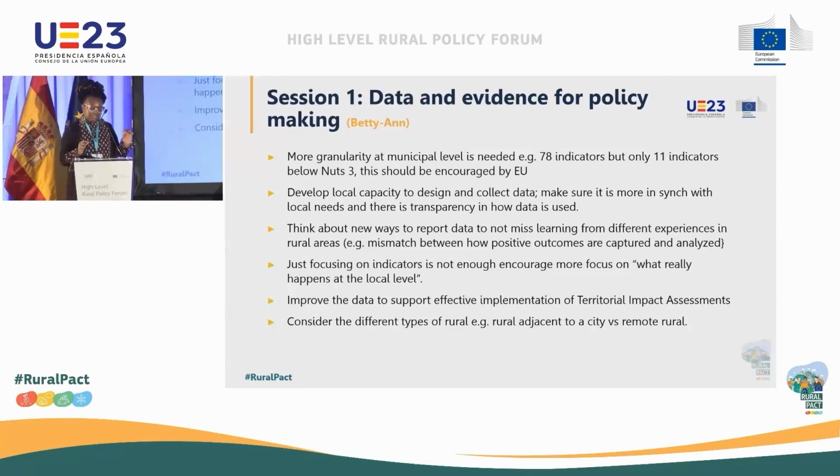But the point is that no matter what, rural proofing has to be supported by nuanced data, and we need to understand what data you need to make the case for it. And that doesn't exist right now. And also, to ensure effective implementation of your territorial impact assessments, you also need more nuanced data. So that's all in a nutshell. Thank you.